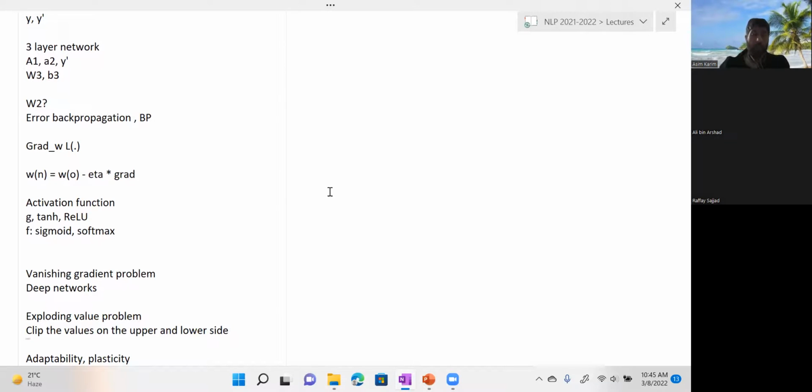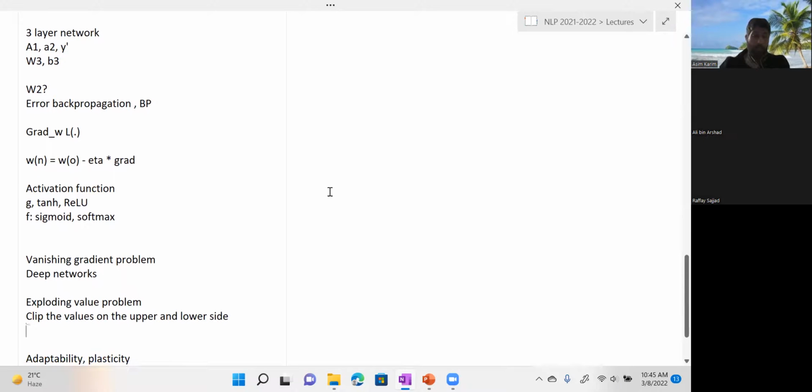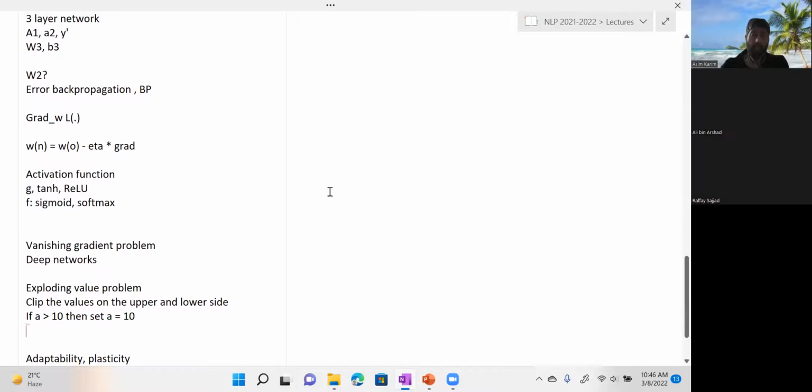So maybe you can say that, let's say we are talking about a particular activation A. If A is greater than, let's say, 10, then simply set A equal to 10. Clip it to 10. So any value above 10 would just be 10. We won't go beyond 10. Similarly, on the negative side, if A is less than minus 10, then set A equal to minus 10.